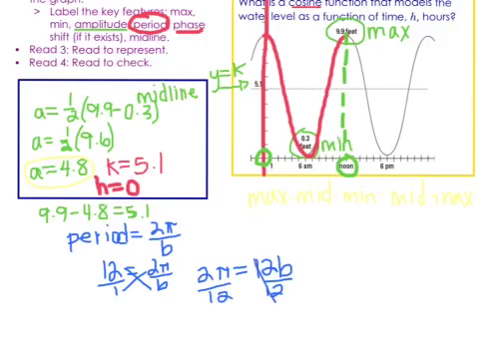So b equals 2 pi over 12, or b equals pi over 6 if we reduce our fraction. This is awesome. We've got our a. We've got our b now. We've got our h. We've got our k. We're ready to write our function.